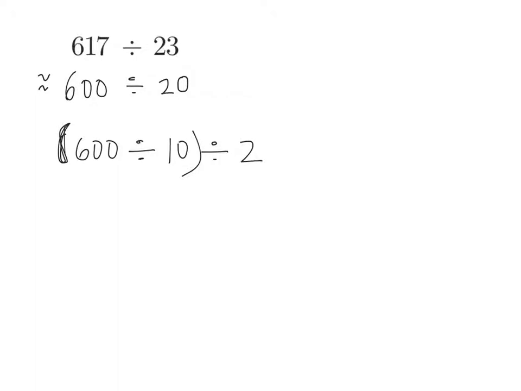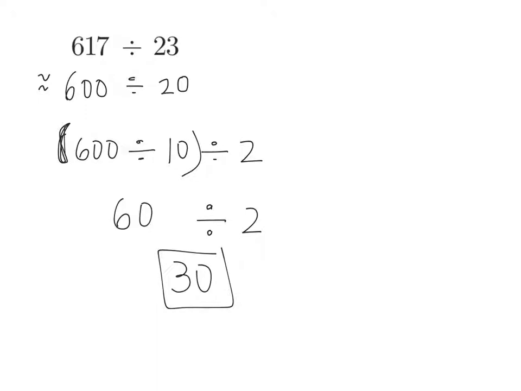how does the decimal point move? One spot to the right, so it's 6,000? No, it's one spot to the left. So what's 600 divided by 10? 60. And then what do I have over here? Divided by 2. If I have 60 and I want to split it into 2 groups, how much is in each group? 30. Very good. So a reasonable estimate for 617 divided by 23 is 30.